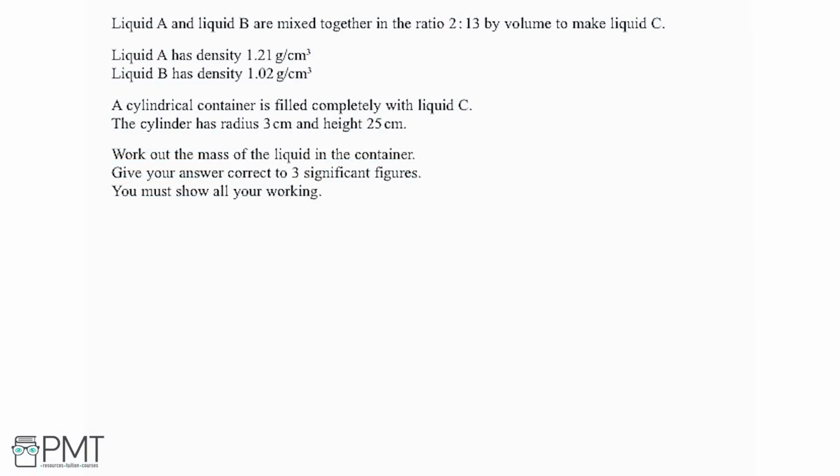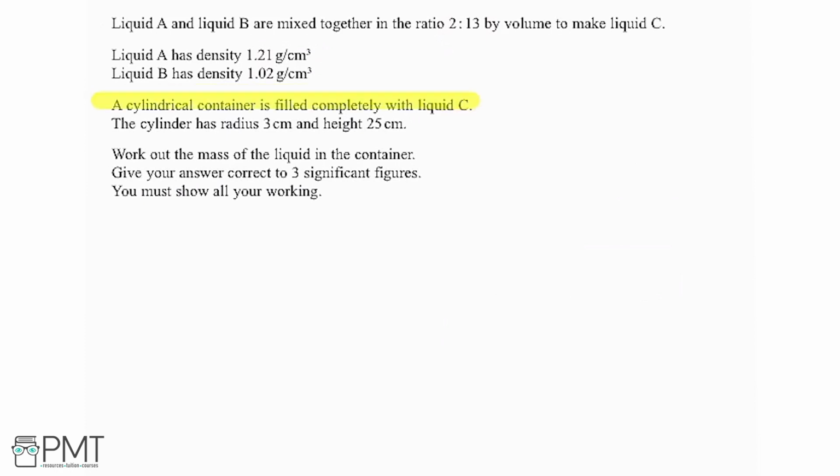Liquid A and liquid B are mixed together in the ratio 2:13 by volume to make liquid C. Liquid A has a density of 1.21 grams per centimetre cubed, and liquid B has density 1.02 grams per centimetre cubed. The cylindrical container is filled completely with liquid C, and the cylinder has a radius of 3 centimetres and height of 25 centimetres. We need to work out the mass of the liquid in the container, giving our answer correct to 3 significant figures.